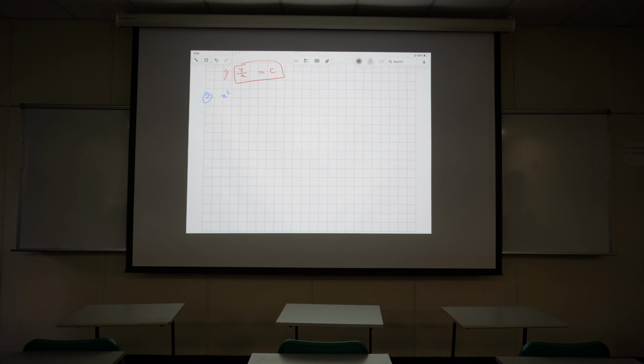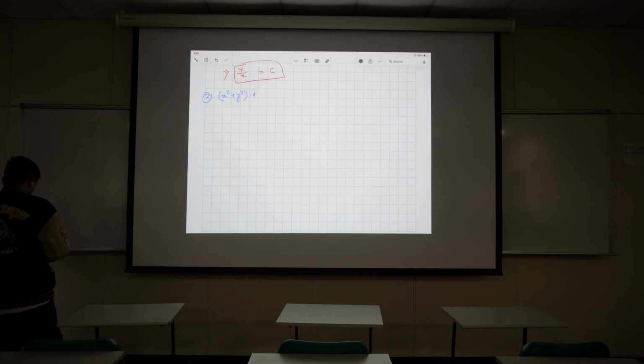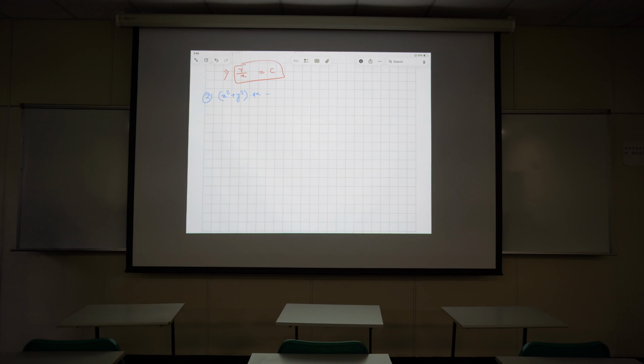Okay. (x square plus y square) dx minus 2xy dy is equal to 0. Okay, so this is our ODE. How to solve this?